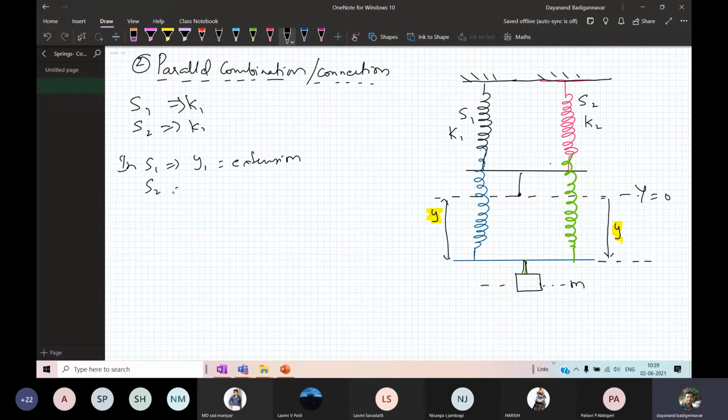In S2, Y2 are, sorry, I will not write Y. Y is the extension, as well as in S2, the extension is Y. Okay, you are getting the point. Why? Because it is a parallel connection.